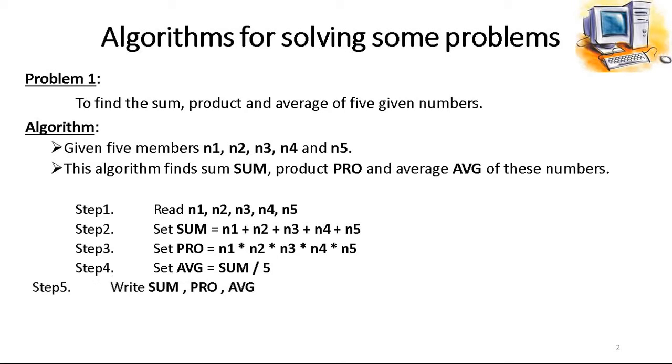After this we have to display the value of sum, product and average as an output, and in algorithm we represent the output operation by the write keyword. So step 5 is write sum, product and average, and step 6 is exit.